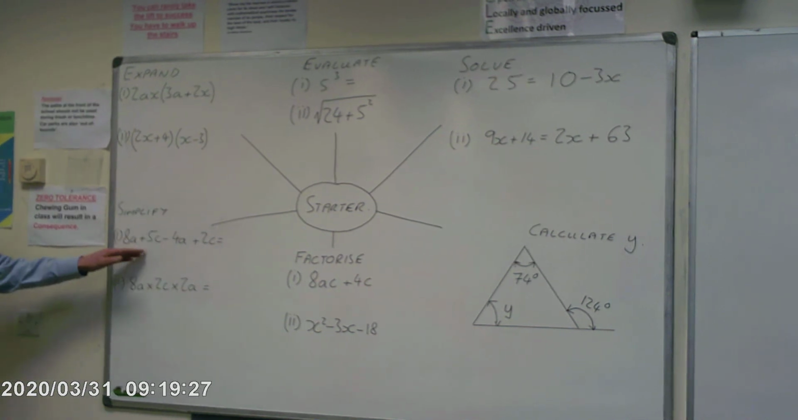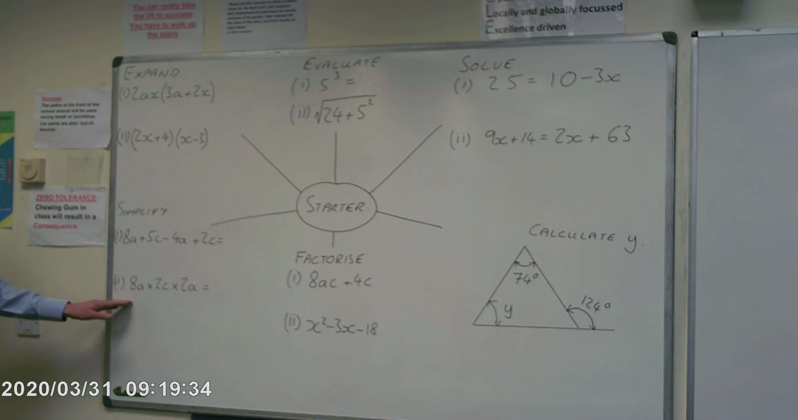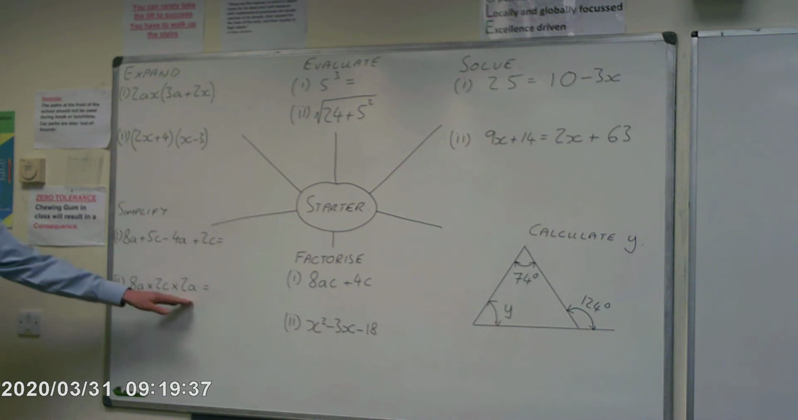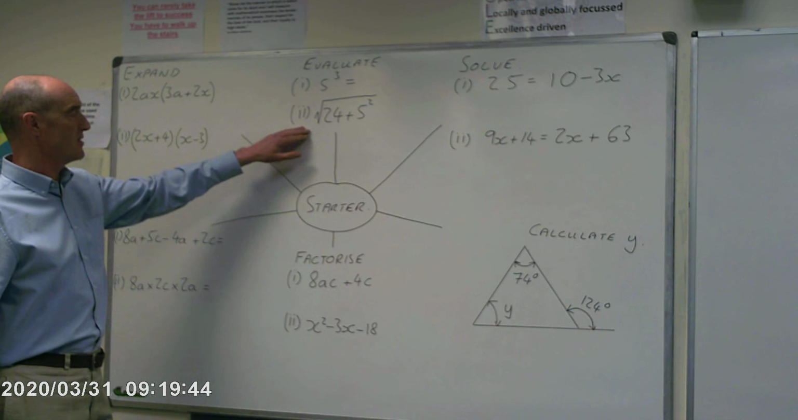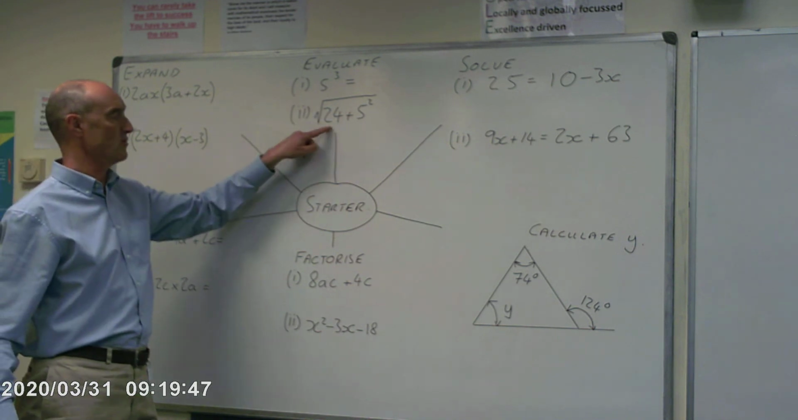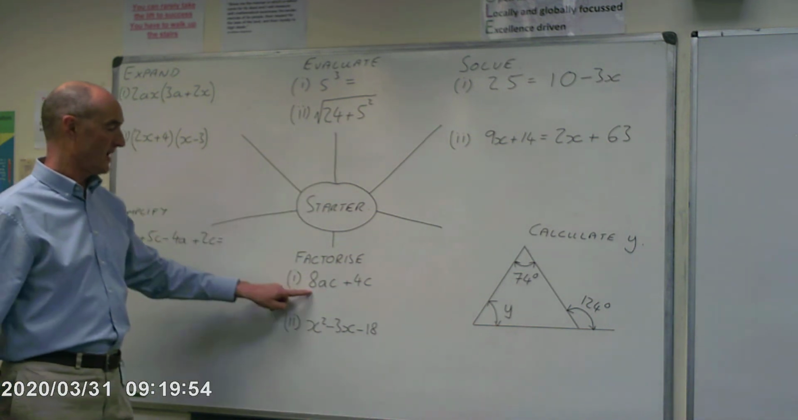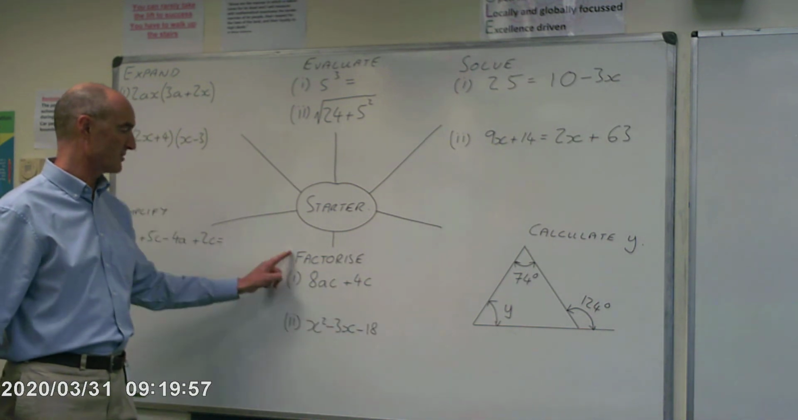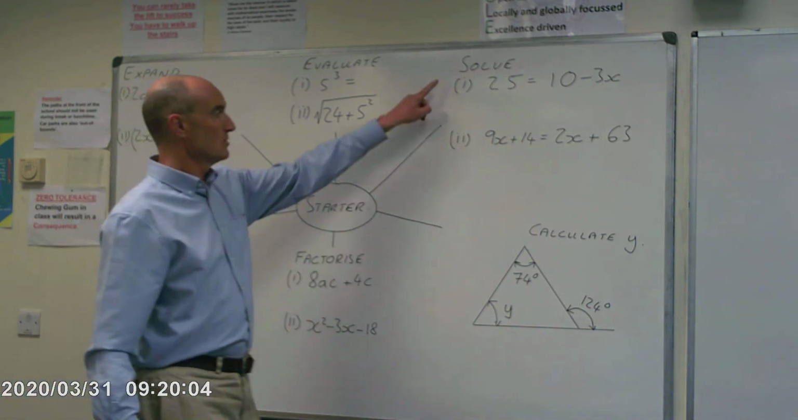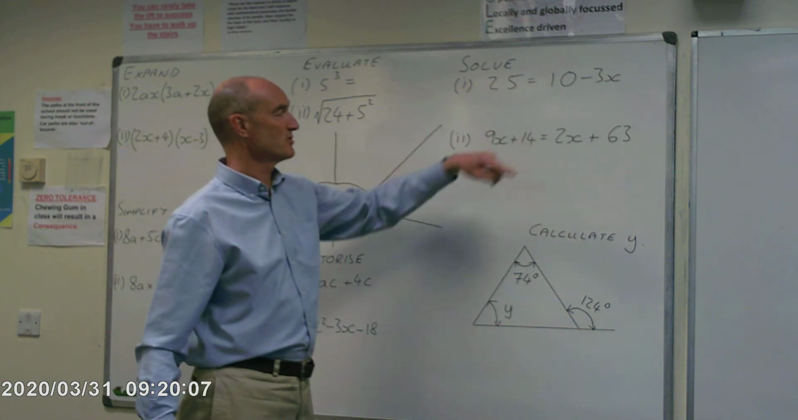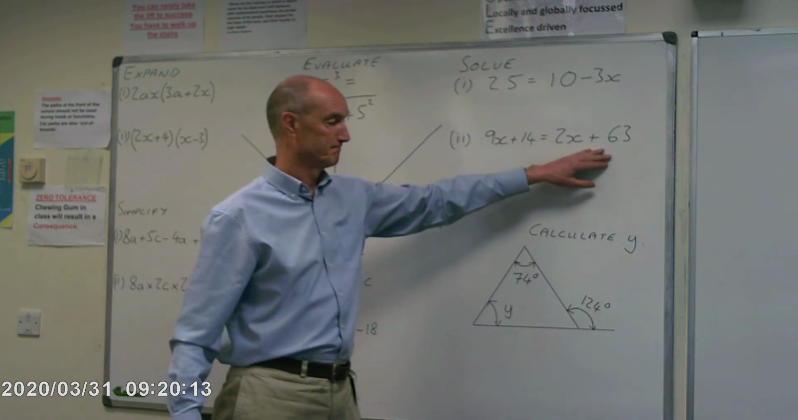Simplify 8a + 5c - 4a + 2c. Simplify 8a multiplied by 2c multiplied by 2a. Evaluate 5 cubed. Evaluate the square root of 24 added to 5 squared. Factorise 8ac + 4c. Factorise x squared - 3x - 18. Solve 25 = 10 - 3x. Solve 9x + 14 = 2x + 63. Find a value for x.